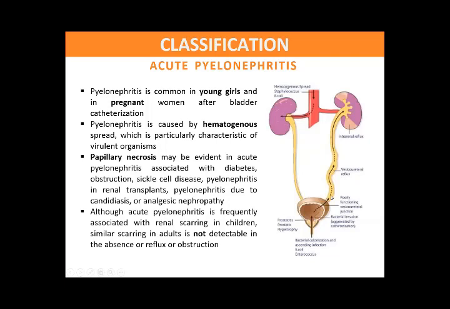in children and females and in pregnancy, if they have underlying vesicoureteric reflux, and that can lead to ascending infection, leading to hydronephrosis, papillary necrosis, and pyelonephritis.